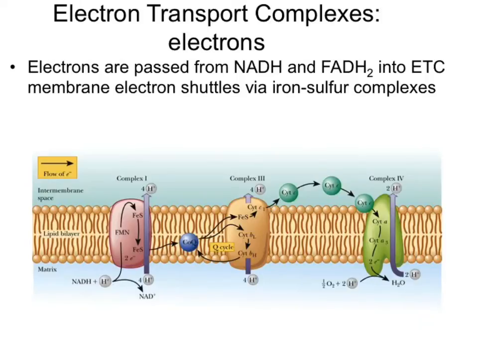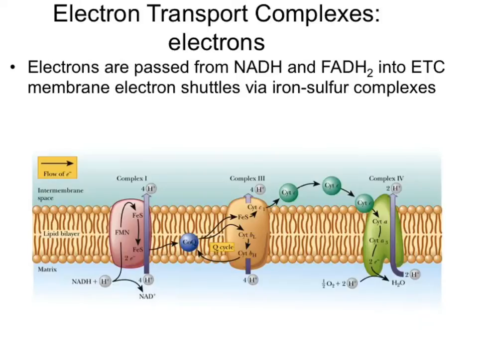What I'm concerned about are the primary groups. We start with complex 1, which accepts electrons from NADH, which shuttles electrons to CoQ. CoQ shuttles those electrons to complex 3. Complex 3 shuttles electrons to cytochrome C. Cytochrome C shuttles electrons to complex 4. Complex 4 shuttles those electrons out to our oxygen.